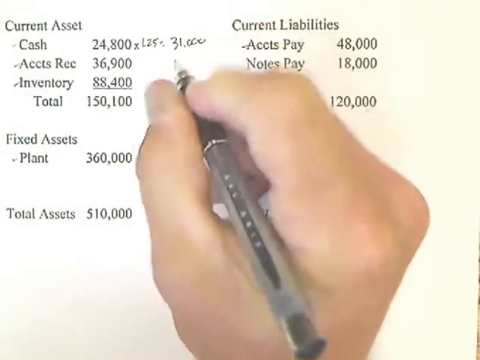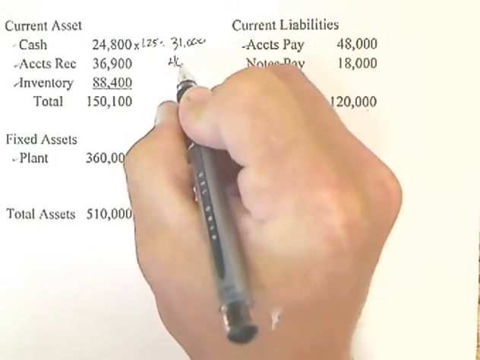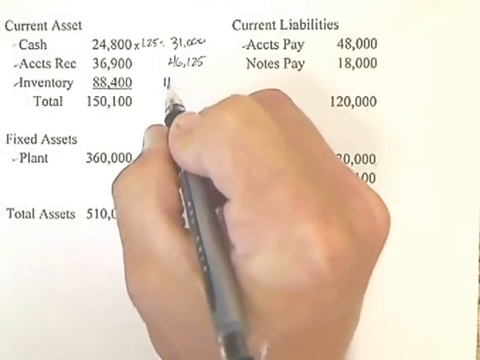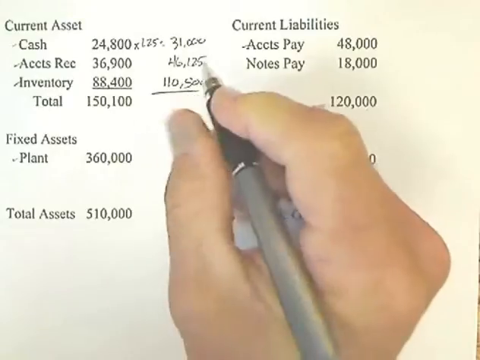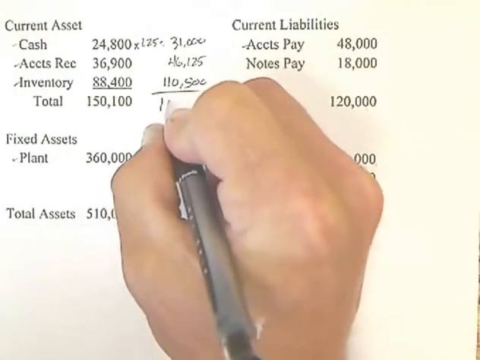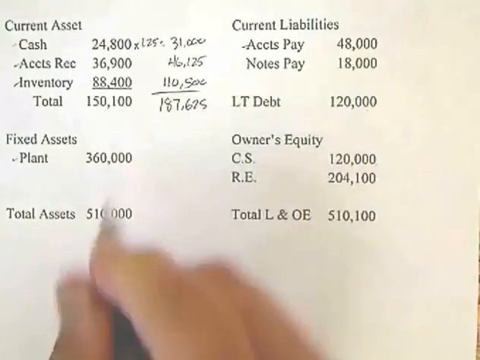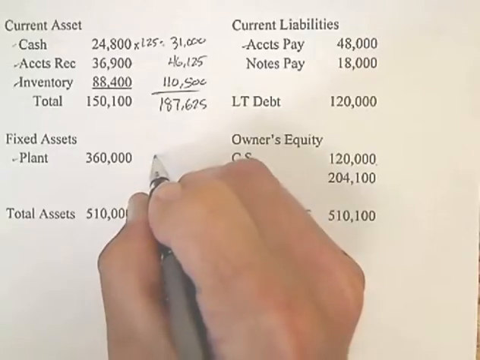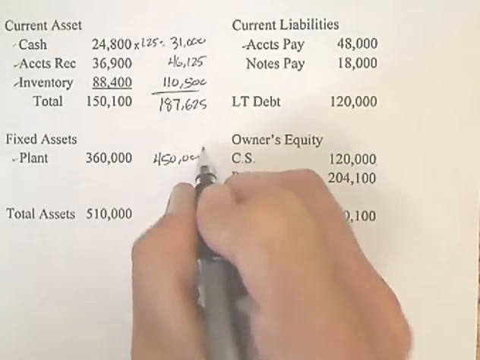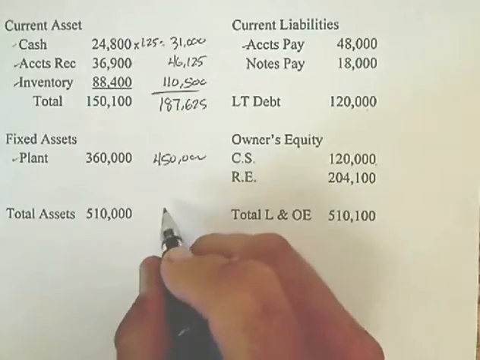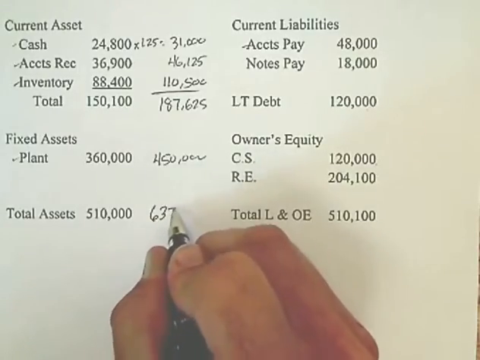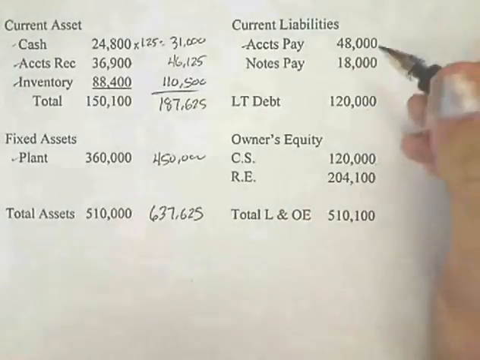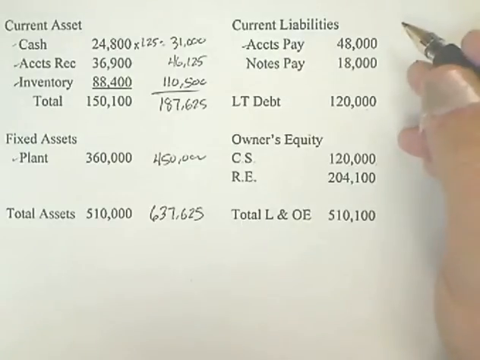31,000 is our new number for cash. 46,125 for accounts receivable. 110,500 for inventory. Fixed assets, in this case, moving with sales, so you're just multiplying by 1.25 to get 450,000. Add those up and you'll get 637,625 for our new total assets, given our budget of a 25% rise in sales.